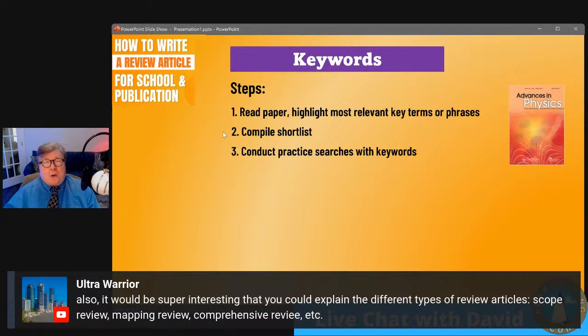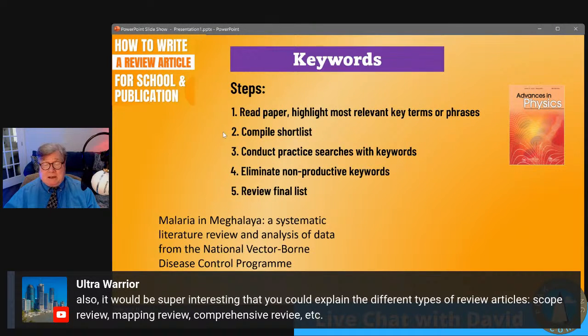So remember, what are editors looking for? Readers. What do editors want to do? To get that article to as many people as possible. So therefore, your keywords want to be highly productive ones. Eliminate the non-productive keywords and then review the final list, and you've got it.